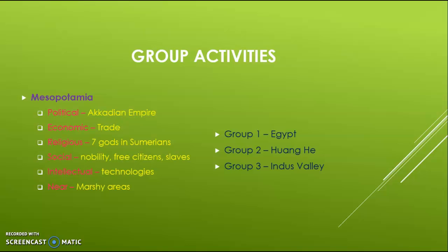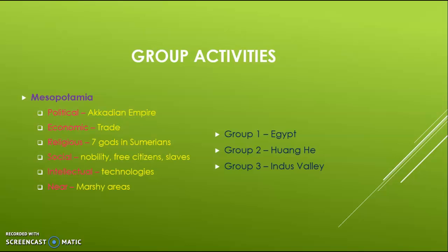So now, Group 1, I'm assigning you to search for the information on Egypt. Group 2, you will do Honghe, and Group 3, you are with Indus Valley. So there will be civilizations where they don't have all the information. So for Group 3, since you're doing the Indus Valley, do not expect to have the whole chart filled, because the Indus Valley is an area of India where people rarely know about and so forth.